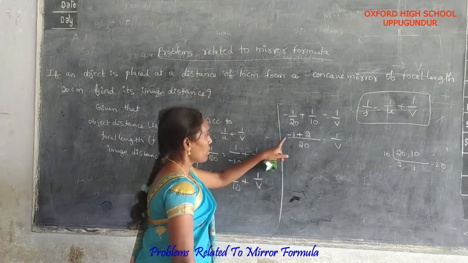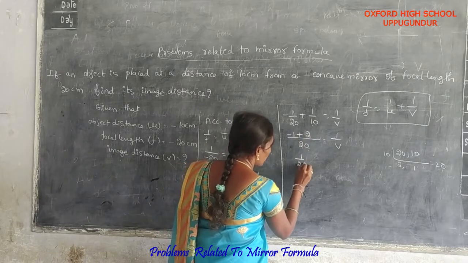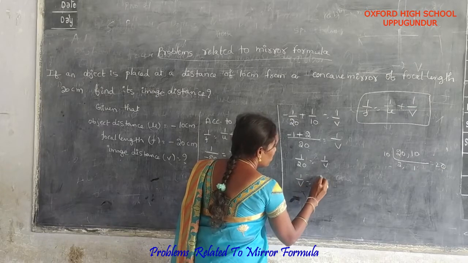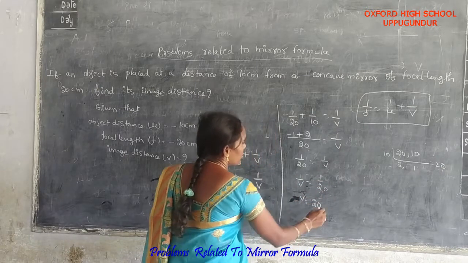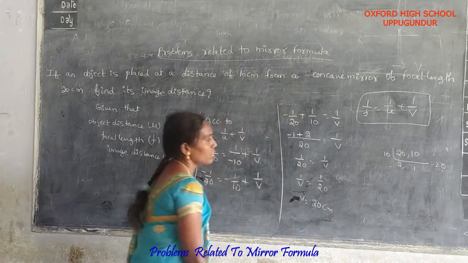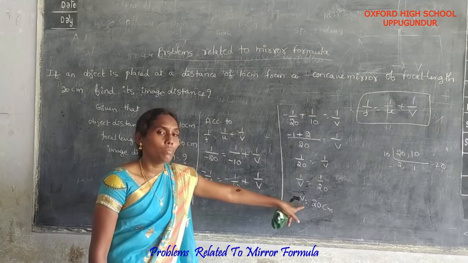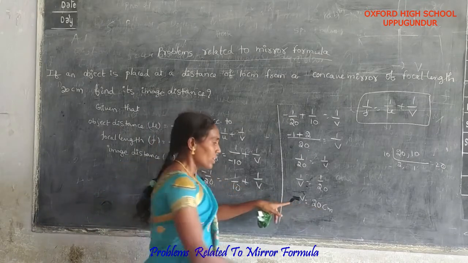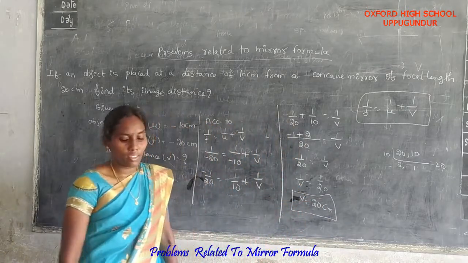Here minus 1 plus 2, this should be written as 1 by 20 is equal to 1 by v. Here 1 by v is equal to 1 by 20, so v is equal to 20 centimeters. Image distance is equal to 20 centimeters. Our required value is image distance, and the image distance is 20 centimeters.